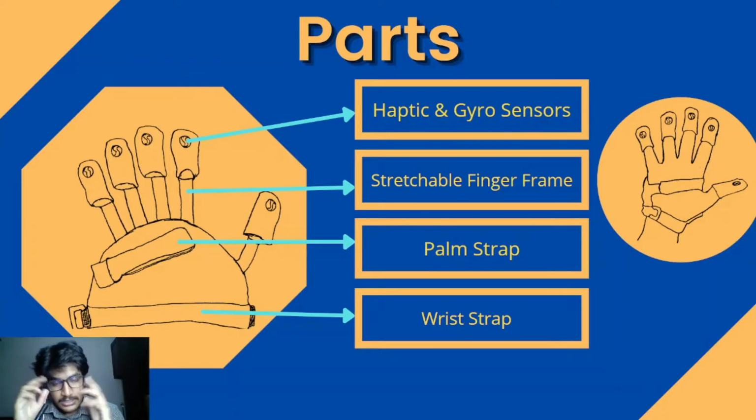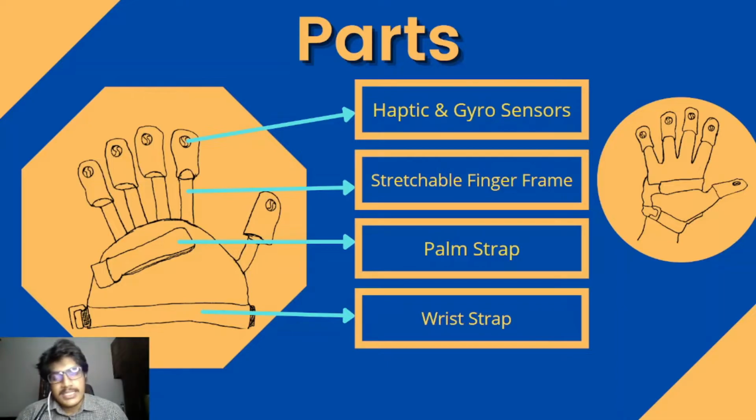So these gloves are able to interact with the virtual environment easily, as they have haptic and gyro sensors for the user. So this enables the interaction with the virtual environment easily. Next up is the stretchable finger frame, so it can fit all hand sizes. Same goes for the palm strap and the wrist strap over here, so that the user can adjust it to their desired tightness and comfort level.